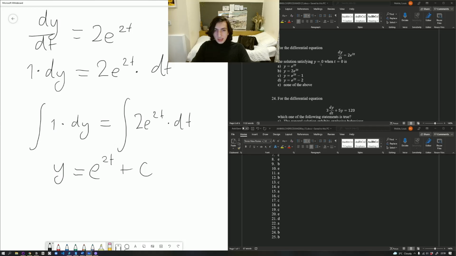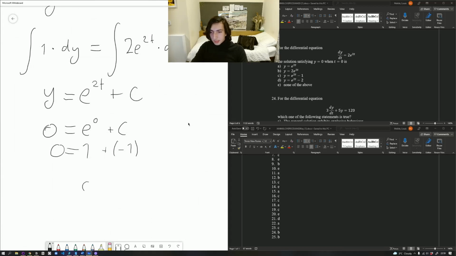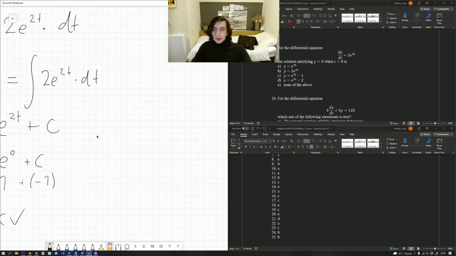Now what it says here is that y is equal to 0 when t is equal to 0. So 0 is equal to e to the power of 0 plus c. Now e to the power of 0 is 1. So to equalize, c must be minus 1. Okay? Which gives us c as our answer. So c is correct.